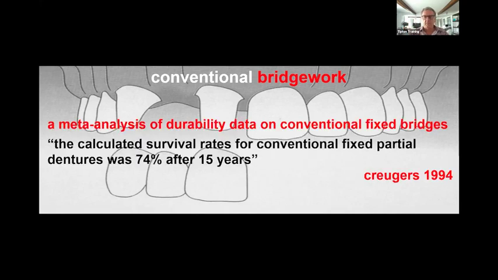What else do we know about them? If we look at a meta-analysis of all the bridge design studies, bridge longevity studies that are out there, then again, we've got something roughly 75% at 15 years. And that, I think, is a very, very good survival rate. 3/4 of the bridges that are done in this particular study worldwide that have been reported on are still there at 15 years. I think that's a good survival.